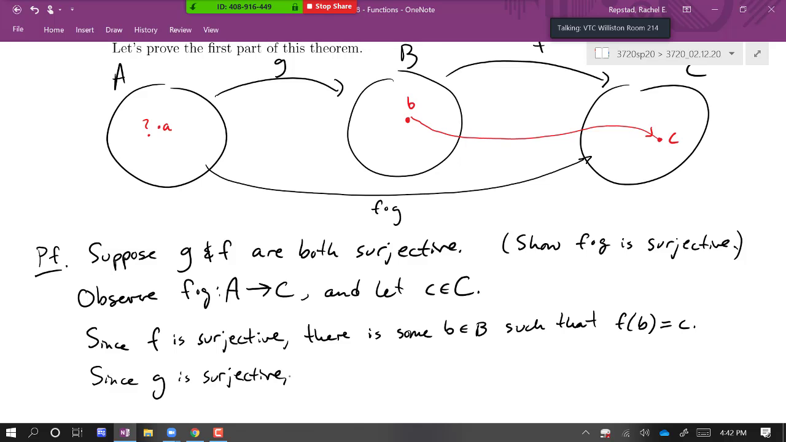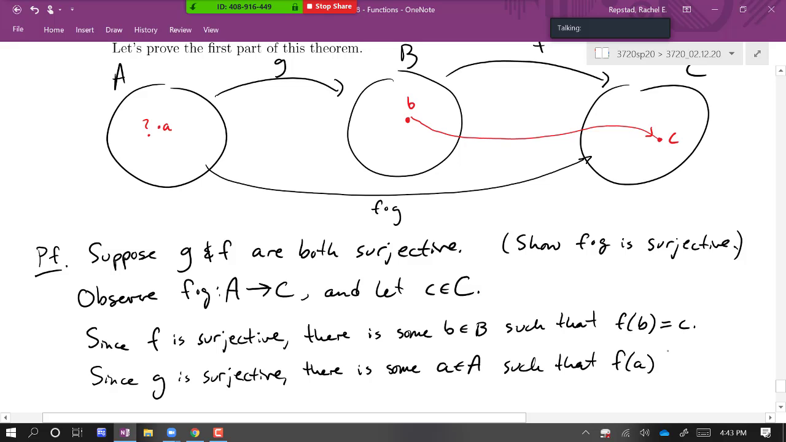We have this element B in the set B. G is surjective, so there's got to be something in the set A that maps to it. So G of A is equal to B. So I'm going to kind of erase this question mark now and pull this back. What I know for sure is that this element A that we found maps to B under the G function.